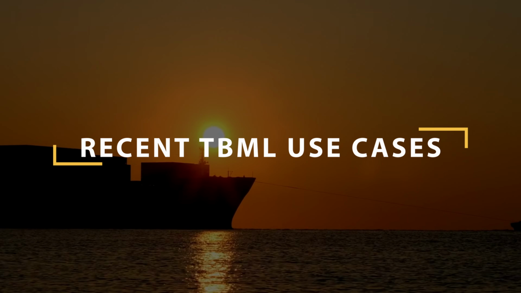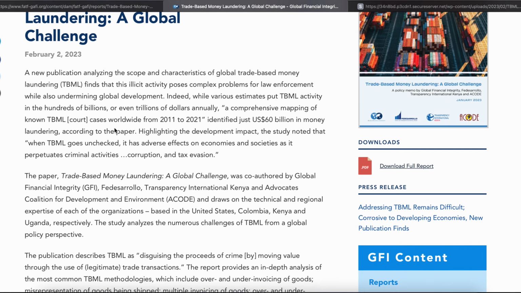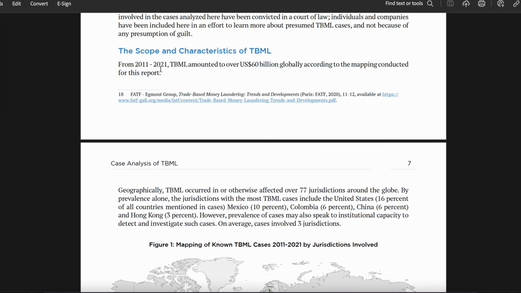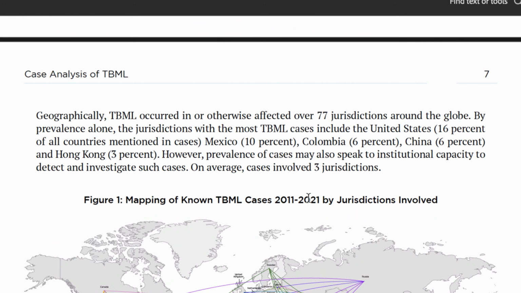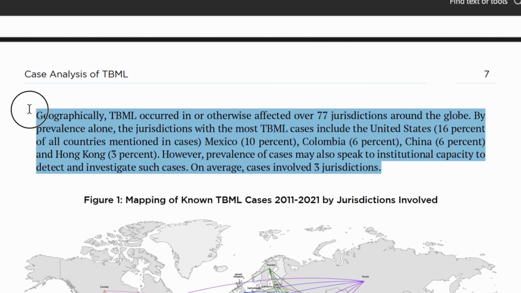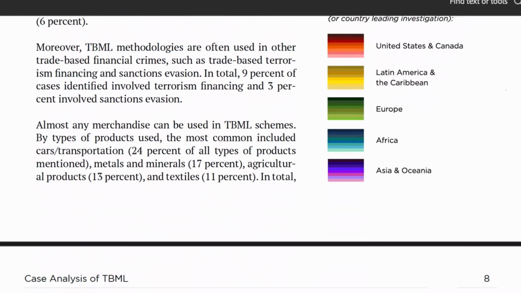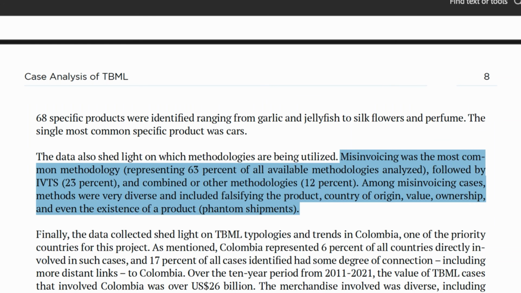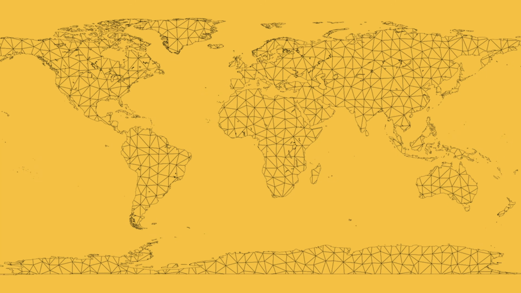In terms of recent cases of trade-based money laundering, a comprehensive study by Global Financial Integrity highlighted the complex and pervasive nature of TBML worldwide. For instance, between 2011 and 2021, TBML cases amounted to approximately $60 billion, with the United States, Mexico, Colombia, China, and Hong Kong being amongst the most affected nations. The most common methodologies included over and under invoicing of goods, misrepresentation of goods being shipped, and phantom shipments. These cases span across 77 countries, demonstrating the global scale of TBML.